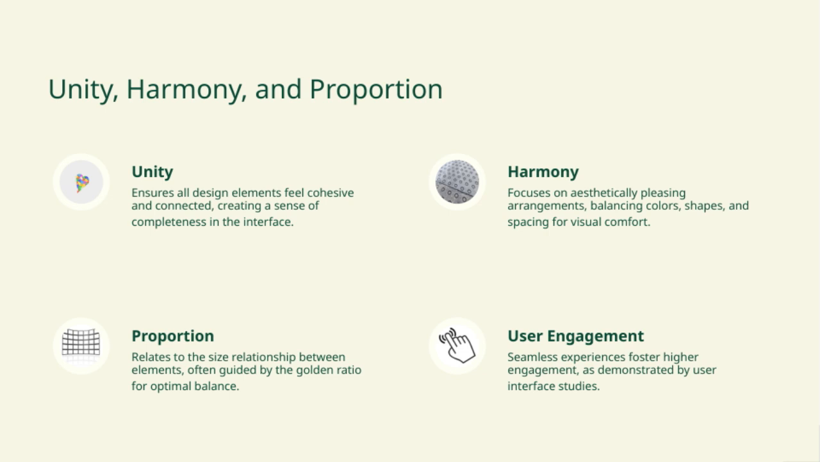Finally, let's look at unity. Unity is about making sure all design elements feel connected and cohesive. When everything works together seamlessly, it creates a sense of completeness, making the user feel like they're interacting with a well-thought-out, unified experience. Putting it all together, unity, harmony, and proportion are essential principles that, when combined, produce interfaces that are not only beautiful but also highly functional and engaging. These principles support our overall goal of creating user experiences that are both visually appealing and intuitively easy to use.